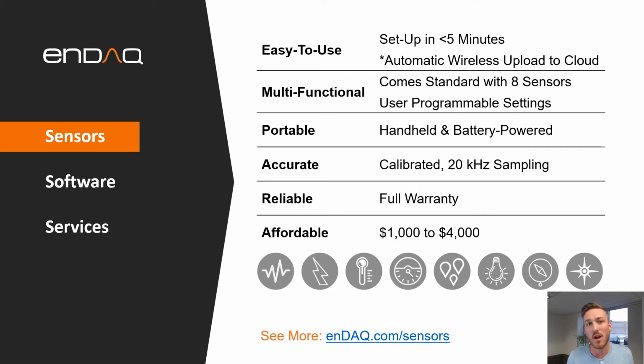So all of our products are calibrated. We offer pretty high sample rates and are always picking the highest end transducers available to us. Reliability is also important. Oftentimes you only have one application, one shot to get the data you need, and so we offer a full warranty and really strive to make this a super reliable system. And that we hit that price point of around $1,000 to $4,000 depending on the sensor configuration, battery life, whether it's wireless or not, things like that.